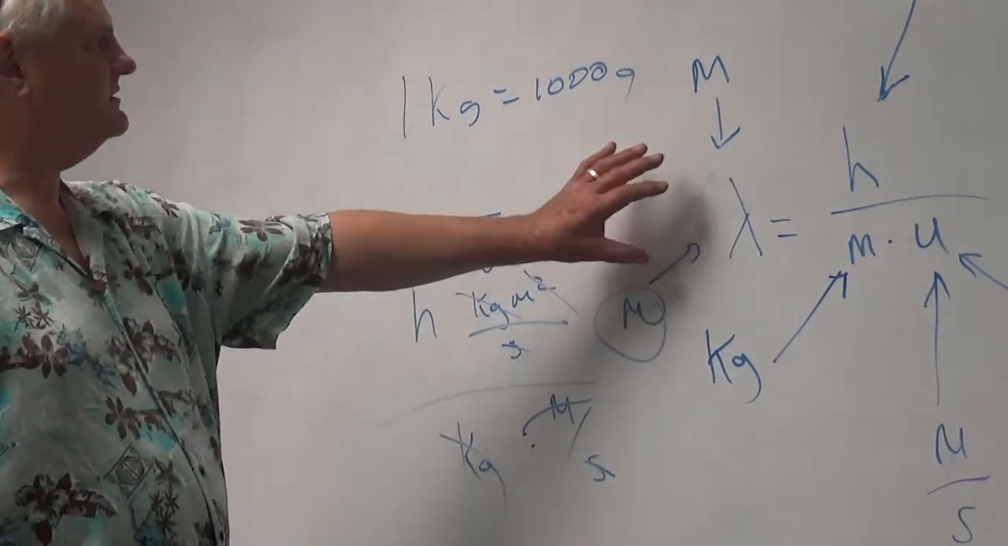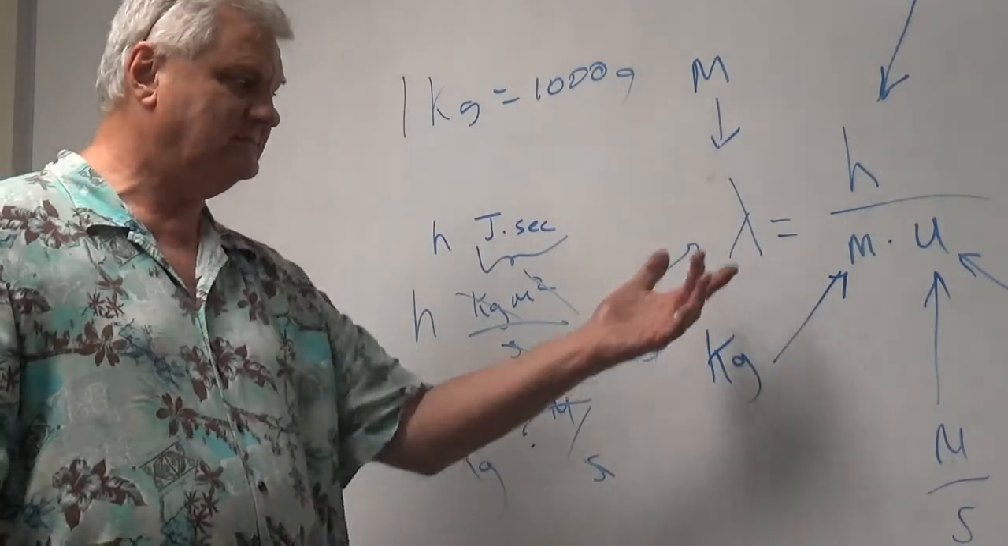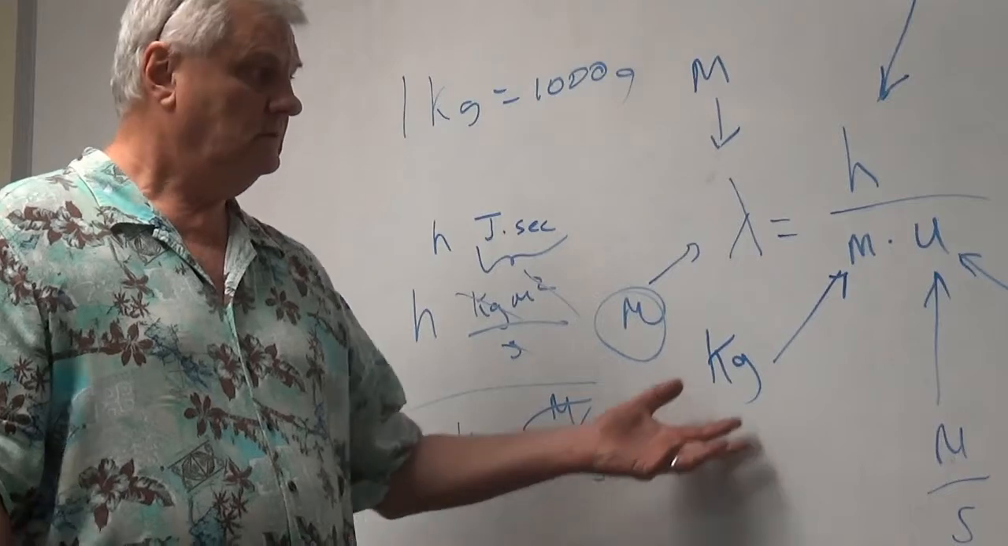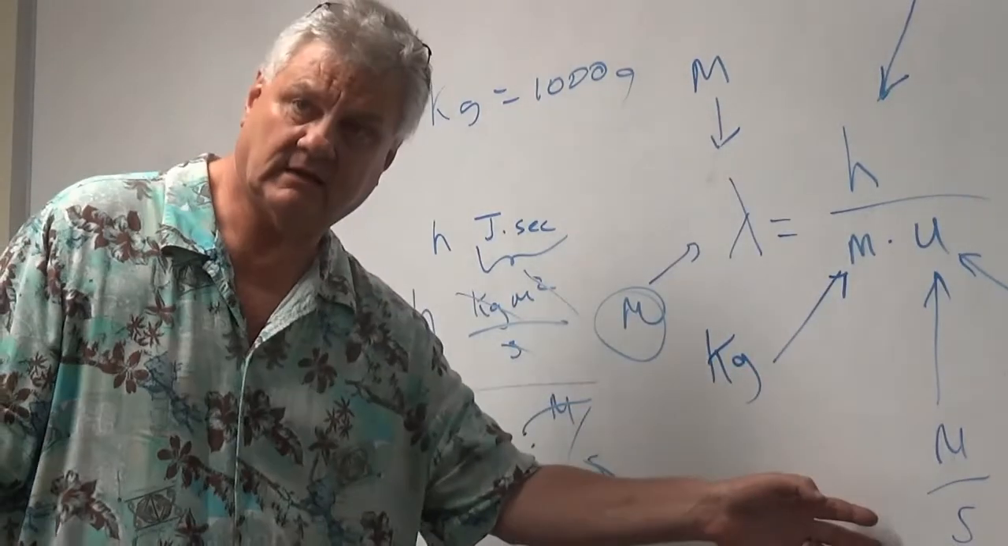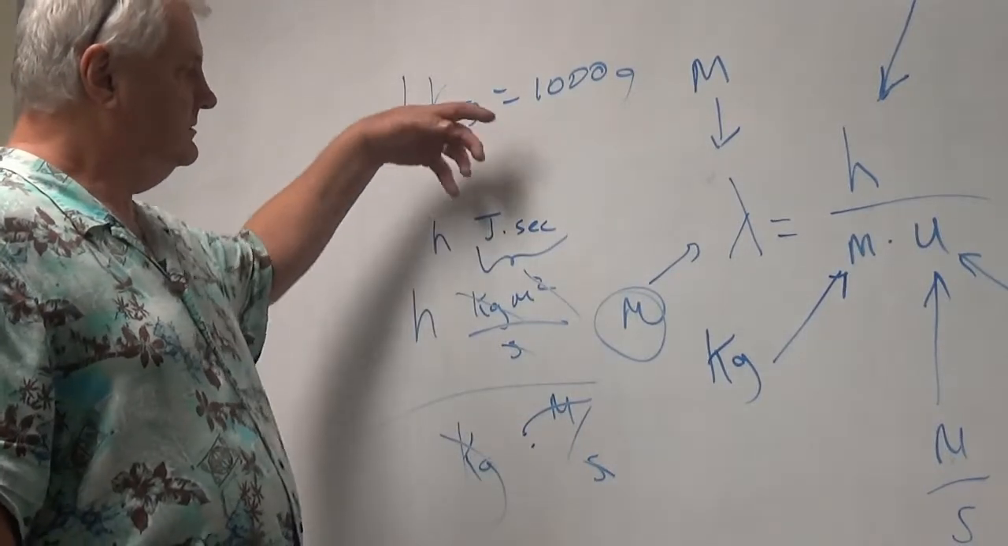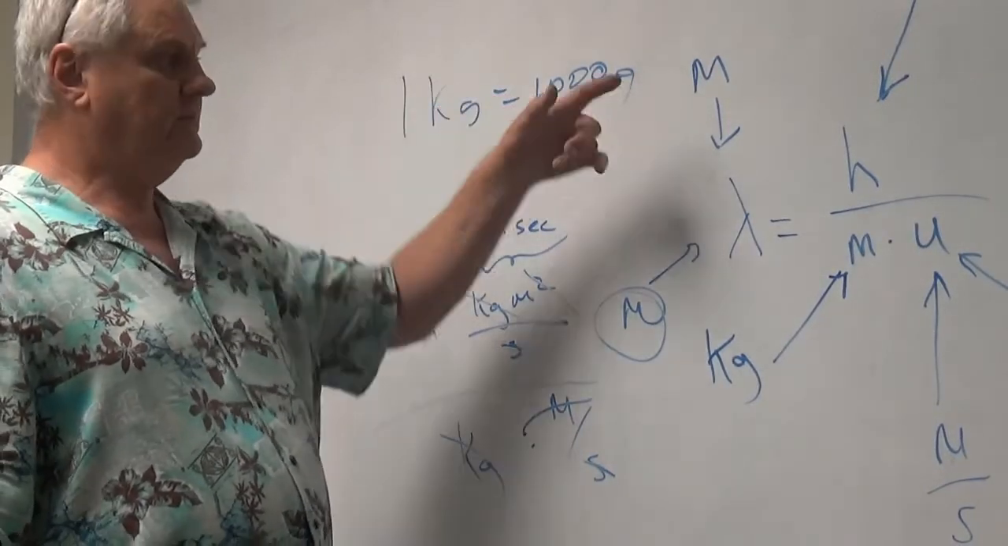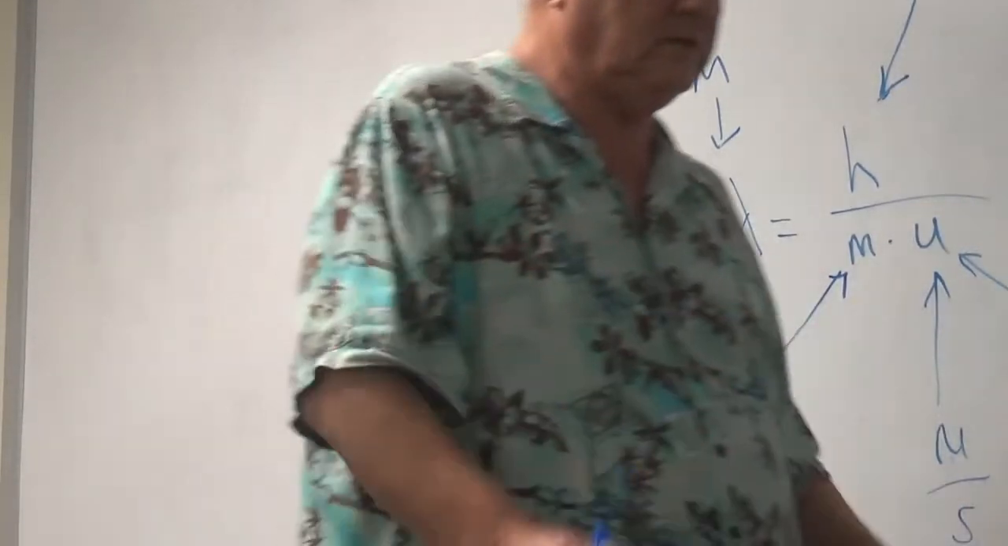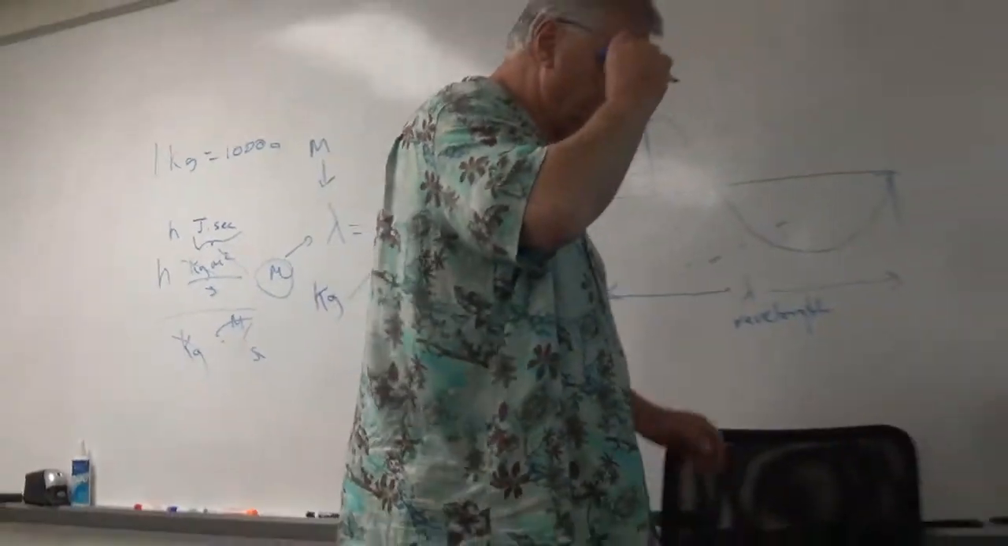So if you're using this equation, you want to make note, the mass has to be in kilograms, the velocity in meters per second, to be compatible with joule seconds for Planck's constant. It's a simple looking equation, but you'd have to think about your units a little bit.